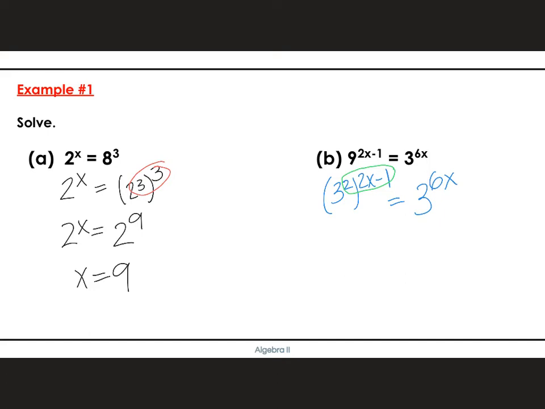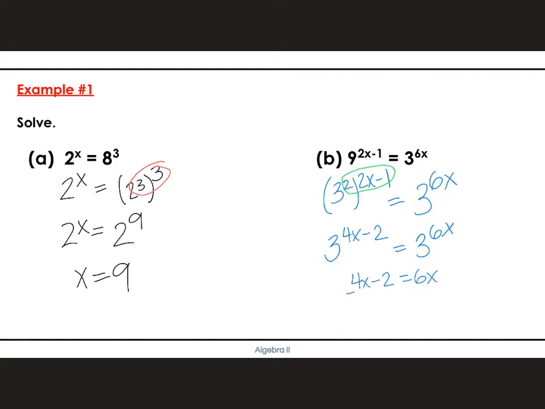So I'm going to have 3 to the 4x minus 2 is equal to 3 to the 6x because I really have to distribute. 2 times 2x is 4x and 2 times negative 1 is 2. So now my bases are the same, and when my bases are the same, then my exponents can be equal. So 4x minus 2 is equal to 6x.